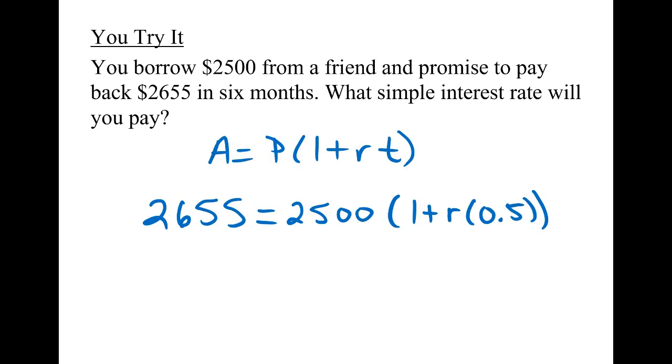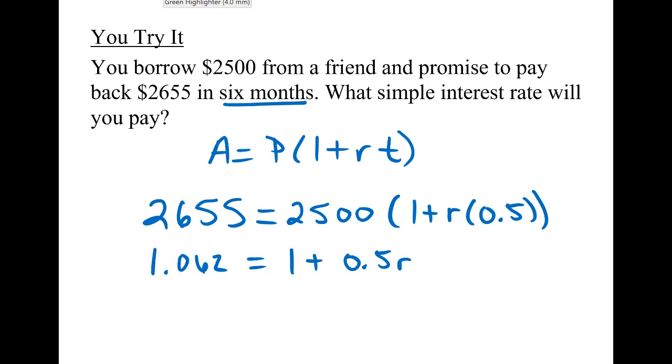Okay, so using our future value formula, we plug in 2,655 for A, 2,500 for P, and then 1 plus R is our unknown, and since T is 6 months and it needs to be in years, we record that as 0.5 years. And there are several ways to proceed with the algebra from here. One way is to divide both sides by 2,500.